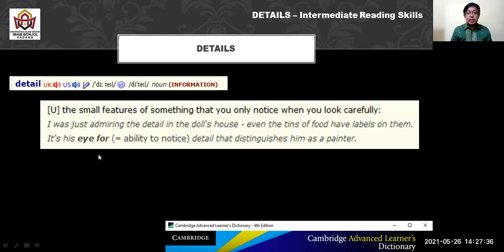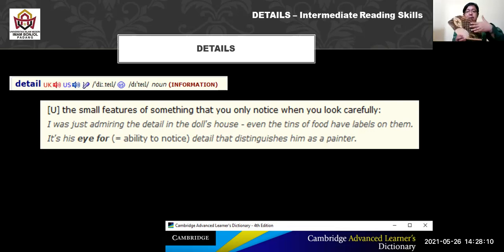It says like this: uncountable, still the category of details meaning information, defined as the small features of something that you only notice when you look carefully. So small parts of something, small features that you only notice when you look carefully. For example, I have this object, this is Indonesian handicraft, kerajinan tangan Indonesia.